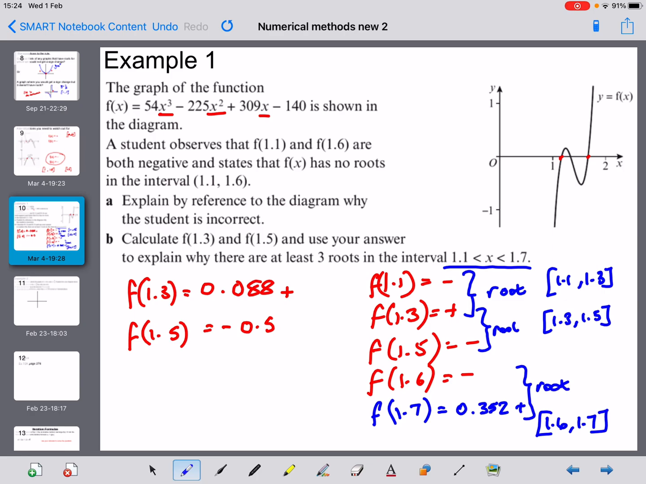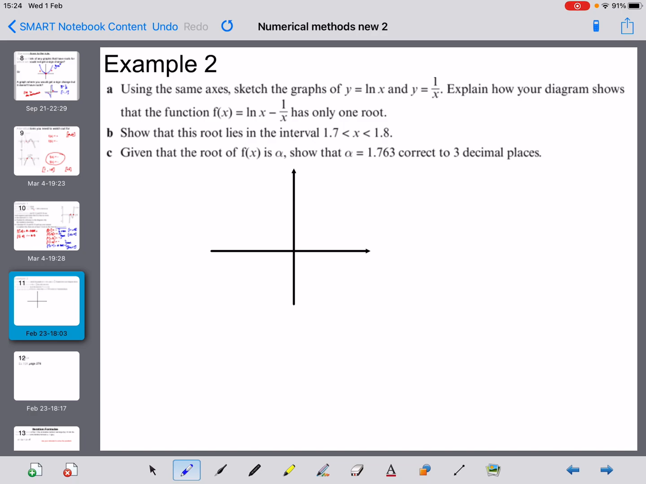Okay, one more question. It says, using the same axes, sketch the graphs of y equals natural log x and y equals 1 over x. Explain how your diagram shows that the function f of x equals log x minus 1 over x has only 1 root. Okay, so if I start with natural log x, it looks like this. Try and do it justice. Going through 1 there, and there is an asymptote, which is the y-axis.